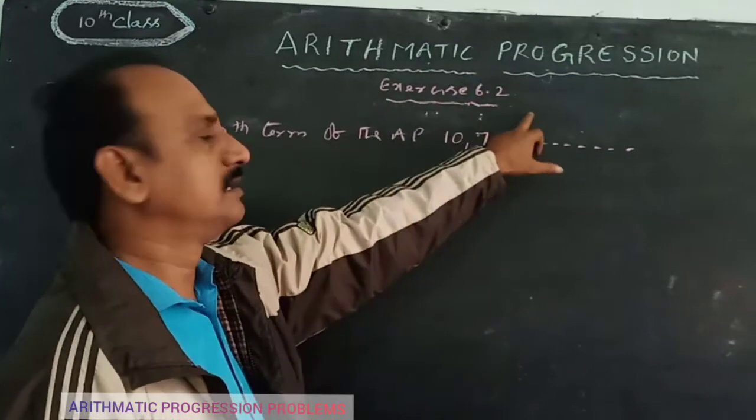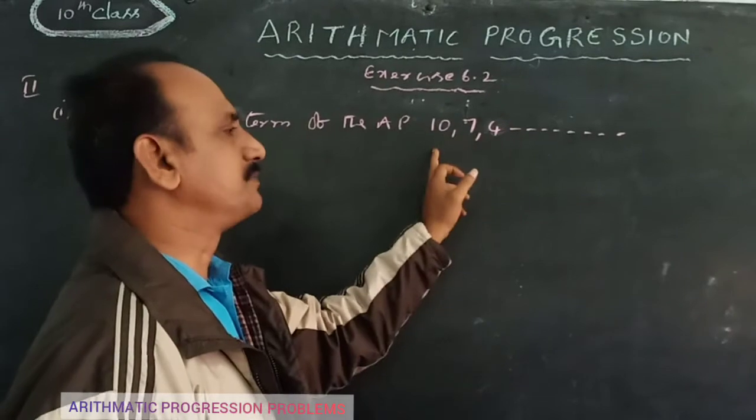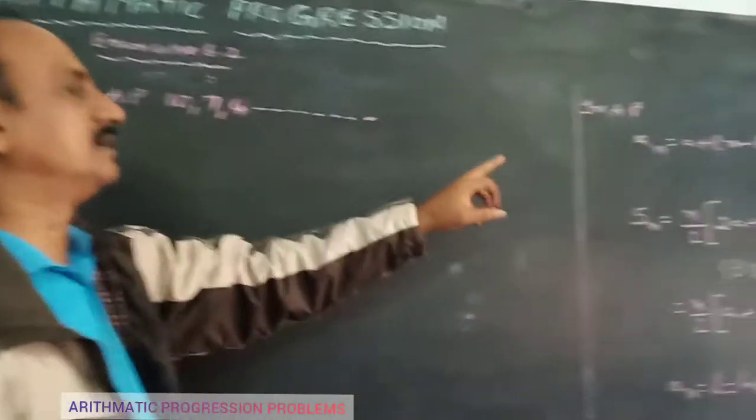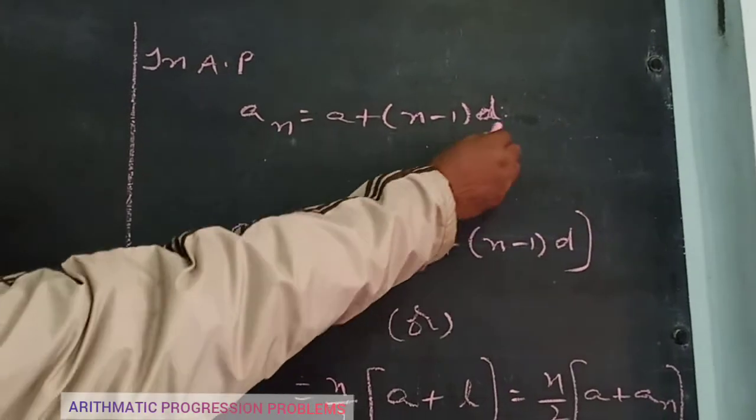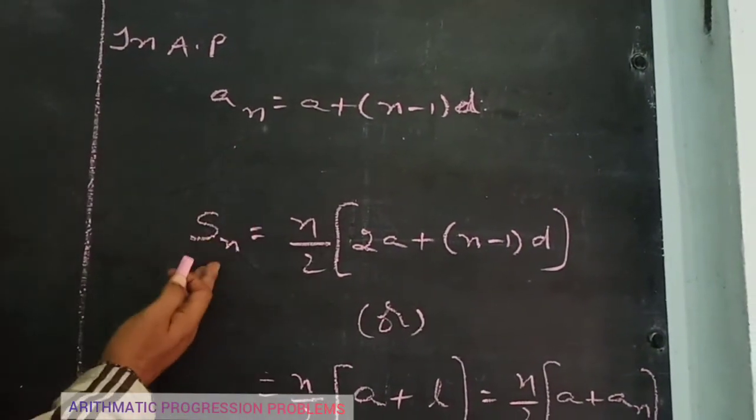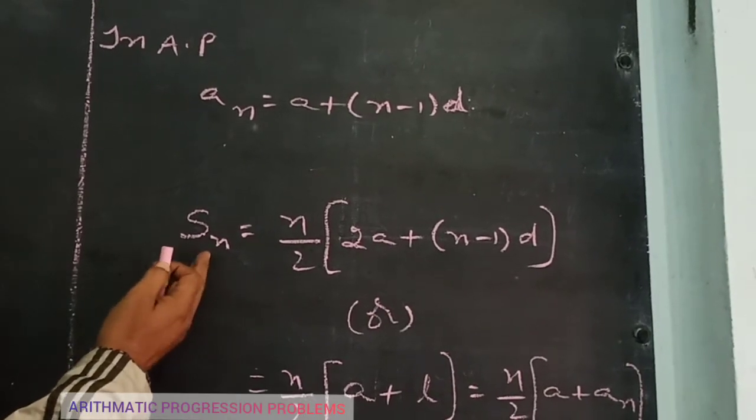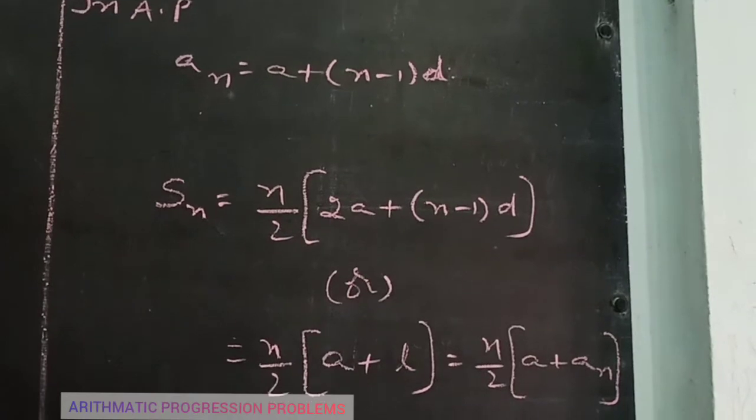Arithmetic progression, exercise 6.2. How to solve these sums? Recall the formulas in AP: an is equal to a plus (n minus 1) into d. It is the nth term of the arithmetic progression. The sum of the first n terms formula is Sn equal to n by 2 into (2a plus (n minus 1) into d).